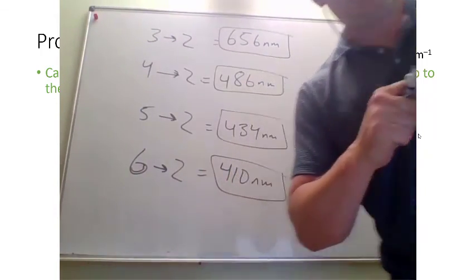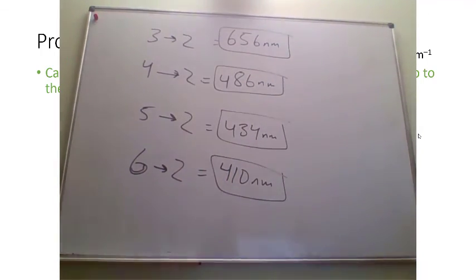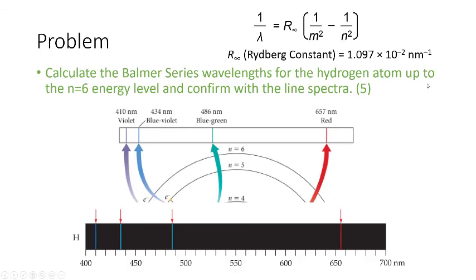Okay, so now we want to take a look at the actual data that were provided to us on the line spectra and see if our results actually align. And we can see that our calculations match up exactly with the theory here, showing that the Balmer-Rydberg equation is indeed valid for the hydrogen atom.